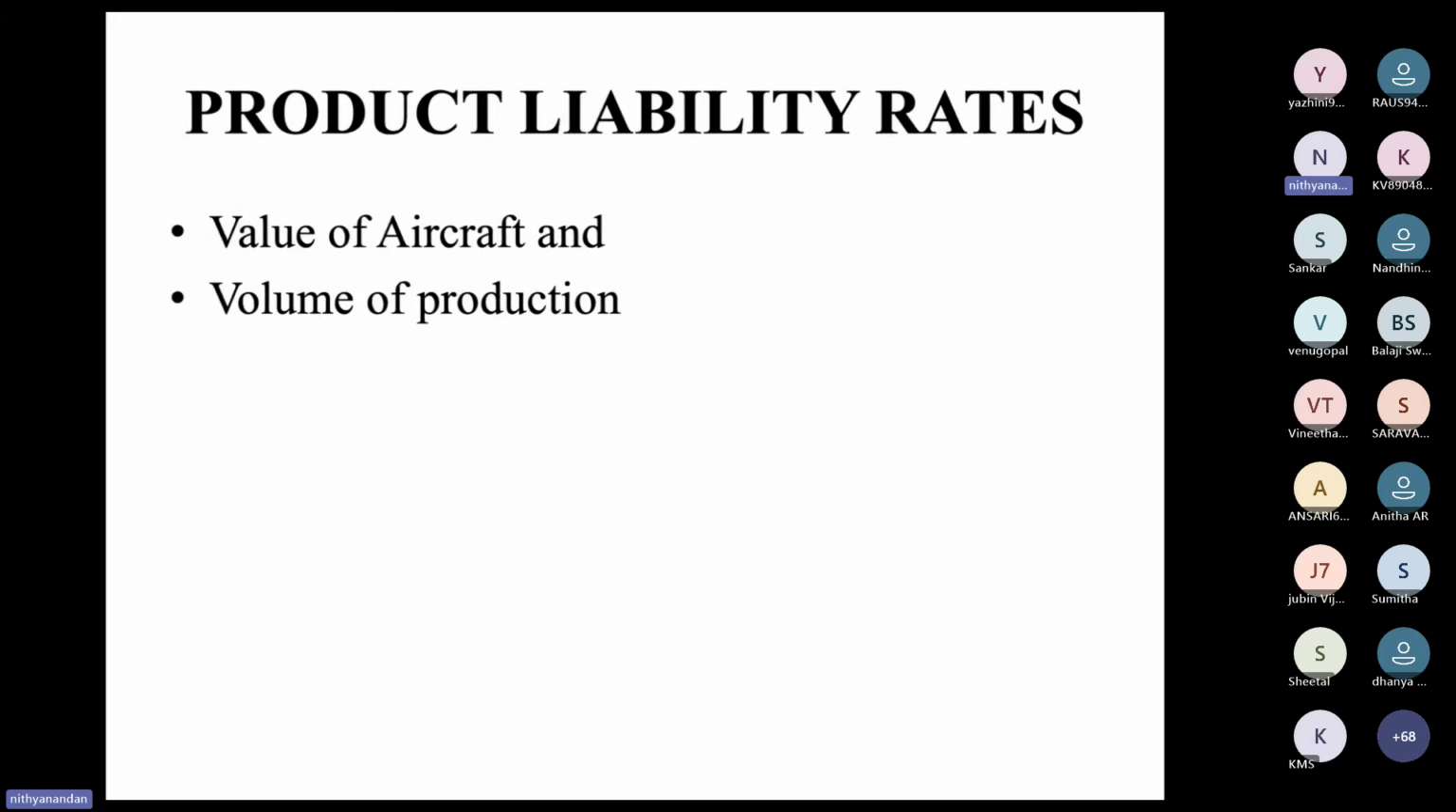Product liability, value of the aircraft. The product liability policy for manufacturers of the aircraft is given based on the value of the aircraft and the volume of the production.